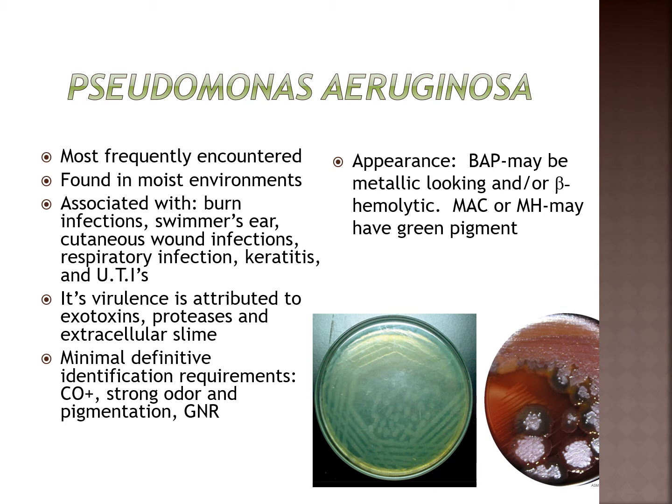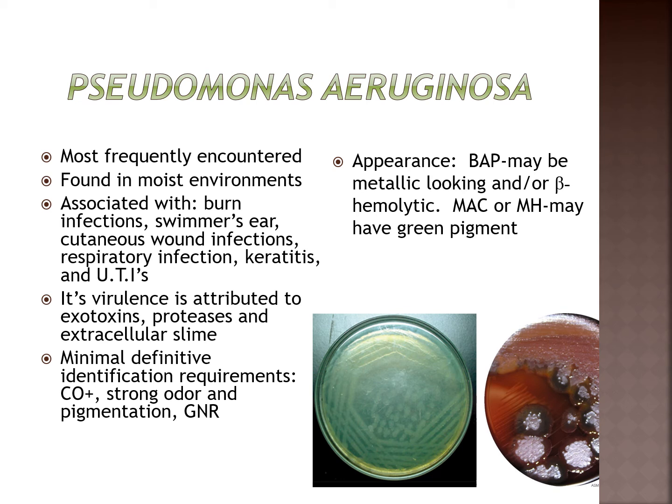Pseudomonas aeruginosa is the most frequently encountered non-fermenter in the clinical environment. It is found in moist environments and especially in burn units. It can cause things like burn infections, swimmer's ear, cutaneous wound infections, respiratory infections, keratitis, which is an infection of the eye, and urinary tract infections. I've actually seen people with urinary tract infections where their urine has been bright green like the pigment of Pseudomonas aeruginosa. The virulence factors of Pseudomonas aeruginosa would be proteases and exotoxins and also extracellular slime. That of course is your glycocalyx.